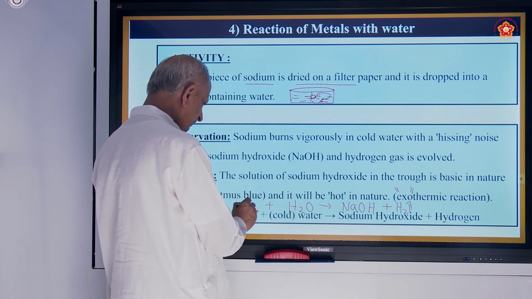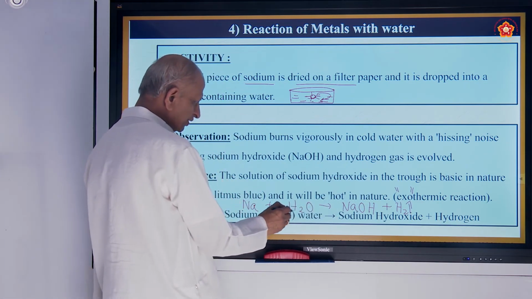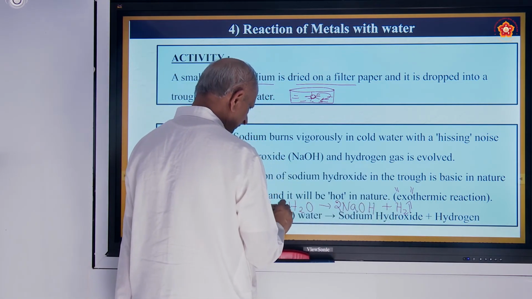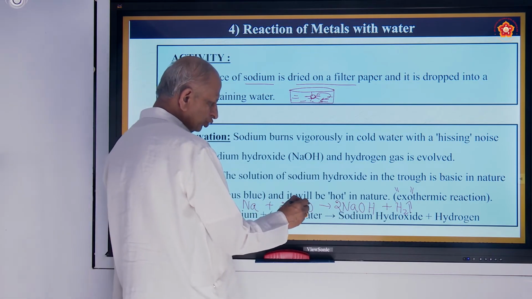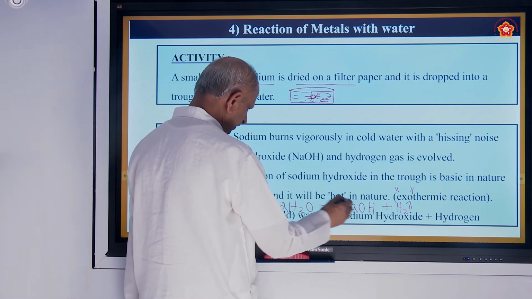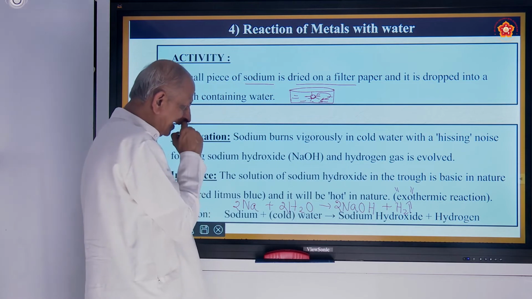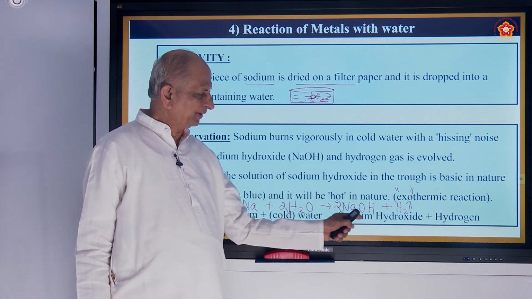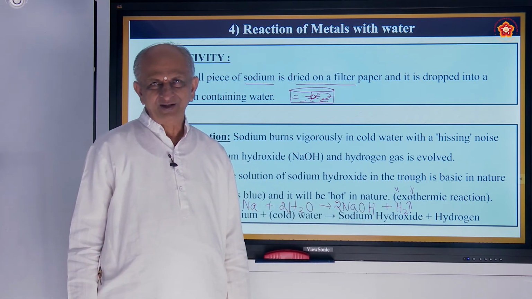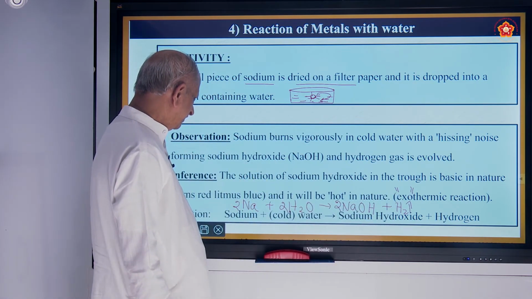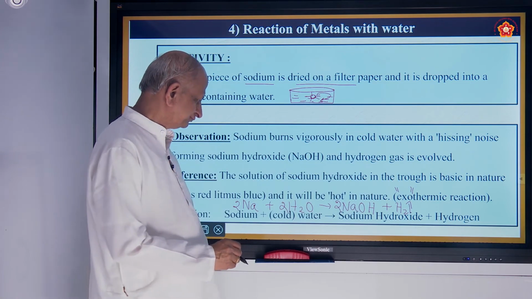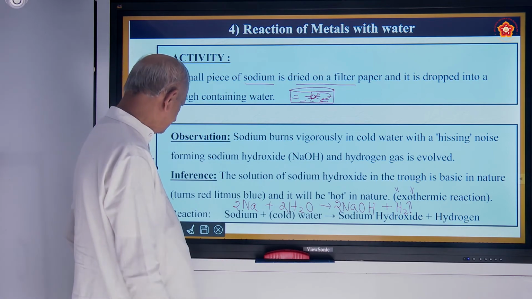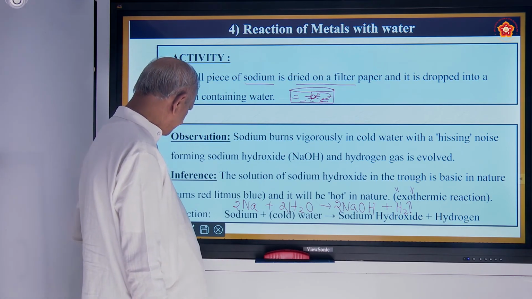Now if you balance it: Na, Na; 2H on one side, here there are 3H. So make it 4H, 2O, 2O, 2Na, 2Na. This is a balanced equation. Sodium plus cold water gives sodium hydroxide plus hydrogen. How does it react? It reacts vigorously. Is it alright? Okay, note down this equation. It's a very, very important equation.